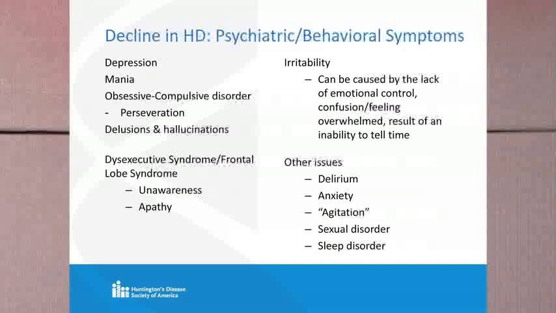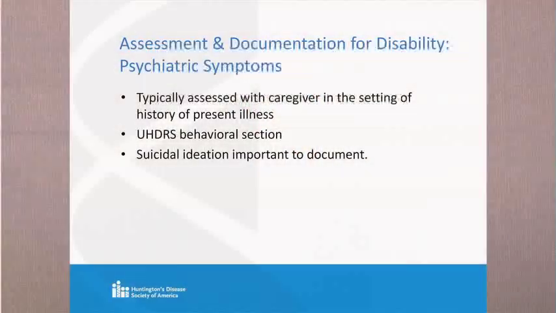Other issues that sometimes happen more in moderate to advanced stages but can be an issue when thinking about applying for disability include delirium, anxiety, a general sense of agitation, sexual disorders, and sleep disorders. In terms of documenting the psychiatric symptoms, this is usually assessed with a caregiver with the patient as well, and in the setting of the history of present illness. The Unified Huntington's Disease Rating Scale behavioral section may be undergoing some modifications, but it can be used to help support the behavioral aspect of Huntington's disease. And it's very important to document any suicidal ideation.